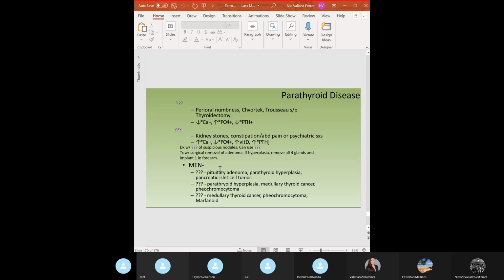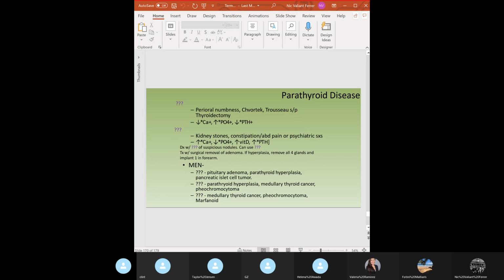So we talked about MEN, right? For parathyroid disease, you diagnose it with FNA if there are suspicious nodules. You can use a sestamibi scan. That's the answer here. Treatment is surgical removal, or if hyperplasia, remove all 4 glands. And this is high yield also: when you go to surgery rotations, you implant 1 parathyroid gland in the forearm. That's one of the treatments, so that it can continuously secrete your PTH. Okay, good.